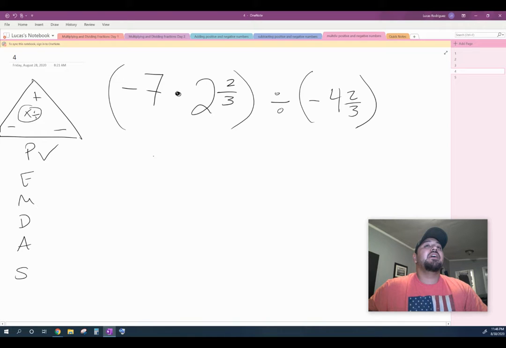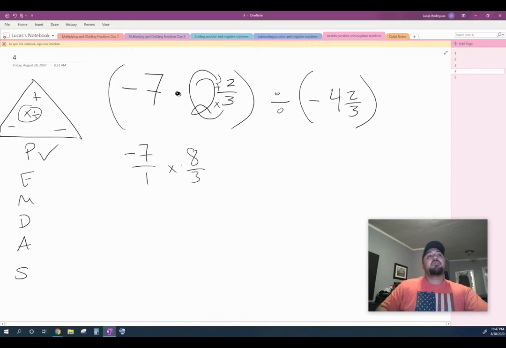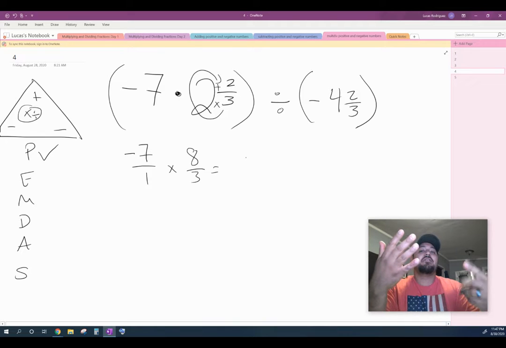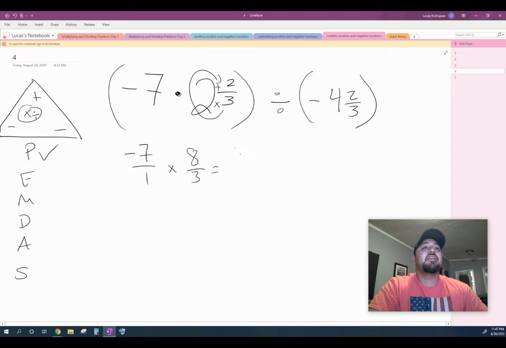So let's work this out. So I have negative 7, and as a fraction is over 1. And then I could turn this into a mixed number. So 3 times 2 is 6, plus 2 is 8, so 8/3. And I'm multiplying those. Well, you don't need to find a common denominator because I'm not adding or subtracting. So you just multiply across, multiply across. So 8 times 7 is 8, 16, 24, 32, 40, 48, 56. So 56. And don't make fun of me because I had to learn my times tables. So negative 56 over 3.